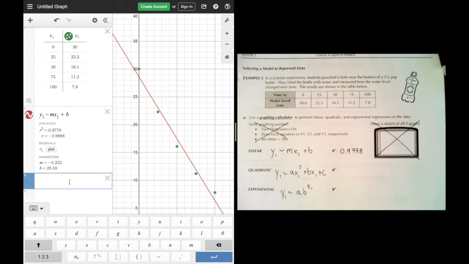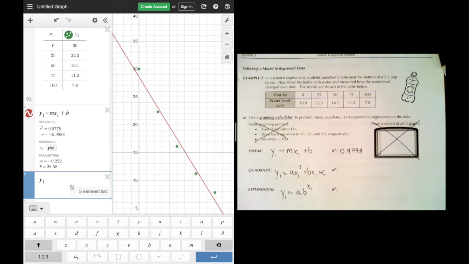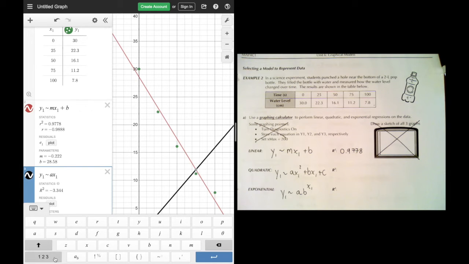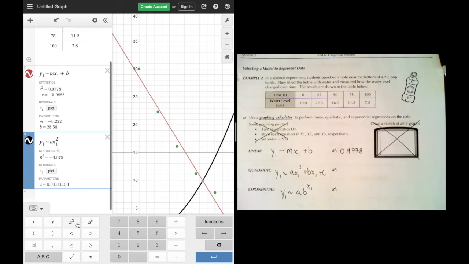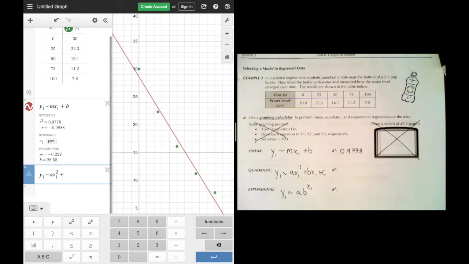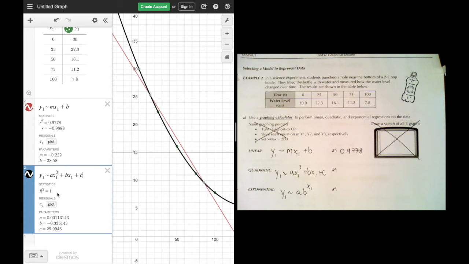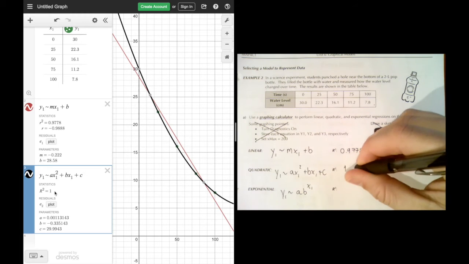Let's try quadratic. y1, squiggly line, ax1, and we want this one to be squared, so we got to use our squared, plus bx1 plus c. And there we've got our r squared. Wow, look at that. R squared of 1. Looks like this model is quadratic.